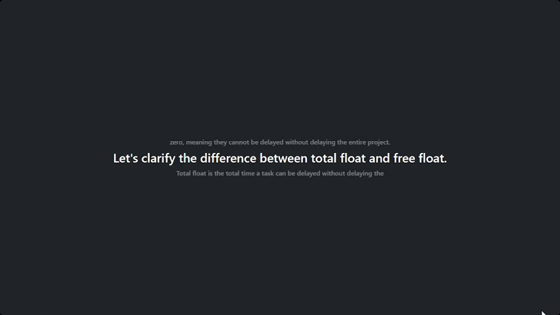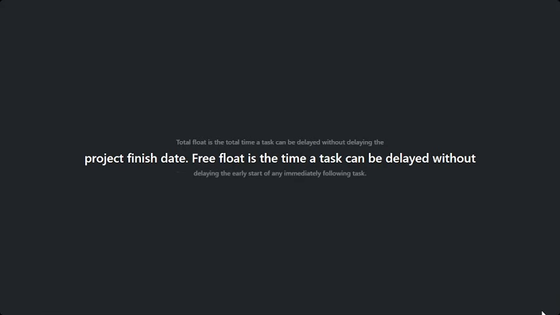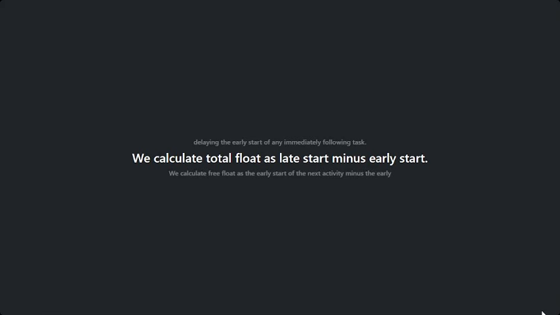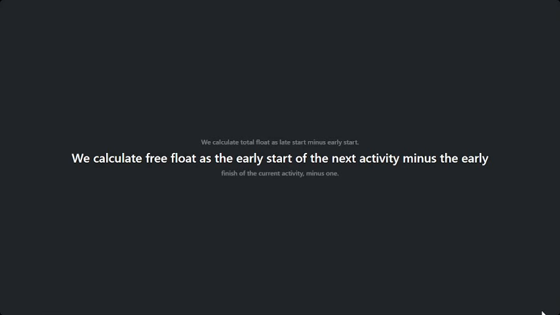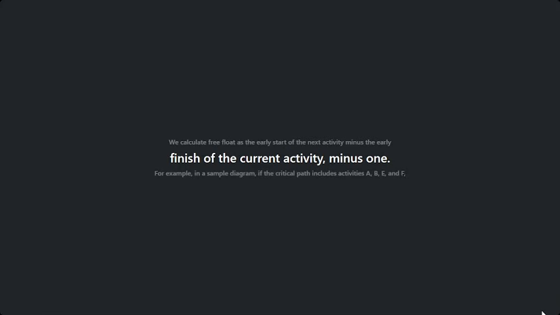Let's clarify the difference between total float and free float. Total float is the total amount of time a task can be delayed without delaying the project finish date. Free float is the amount of time a task can be delayed without delaying the early start of any immediately following task. We calculate total float as late start minus early start. We calculate free float as the early start of the next activity, minus the early finish of the current activity, minus 1.